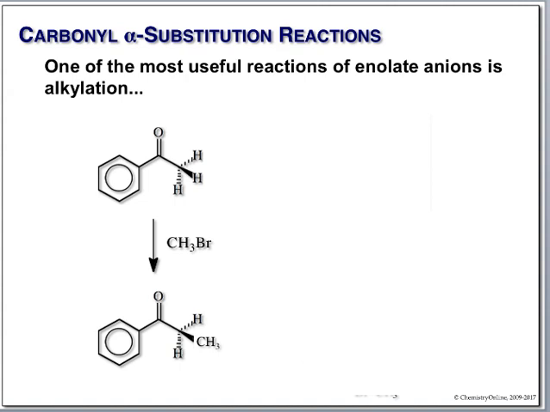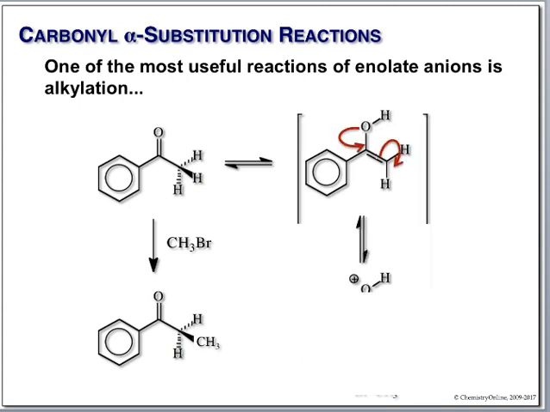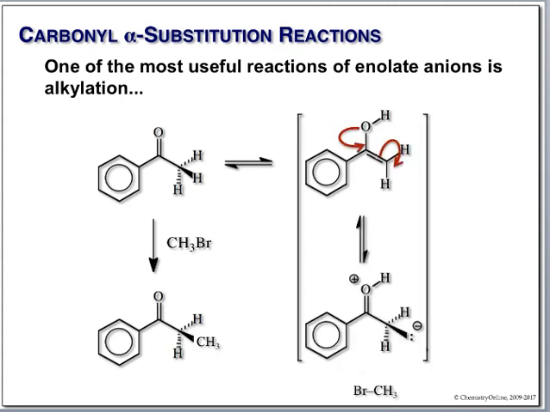Now, how do we do that? Step one, we have to make the enol. The enol is going to have carbanion character here at the alpha carbon. And this carbanion is simply going to attack the methyl. All of a sudden, here we are.